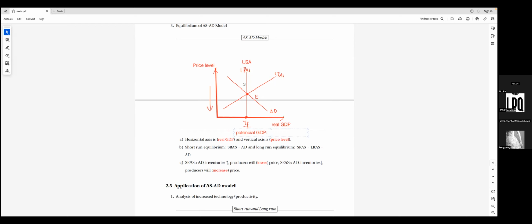Just like today we reviewed the PPC, right? The PPC is a graphical way to represent potential GDP, the maximum production ability. And we mentioned many times that this variable is determined by resources, how many resources you have in your country, and the technology. It only has a relationship with these two things. So it has no relationship with the price level. So long run AS is a vertical line.